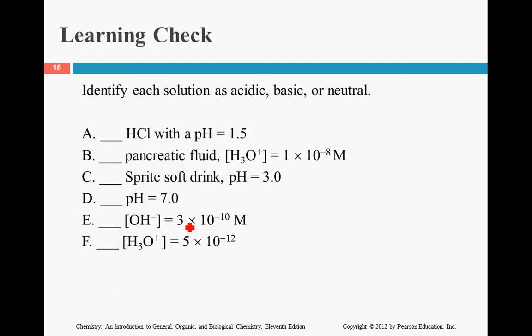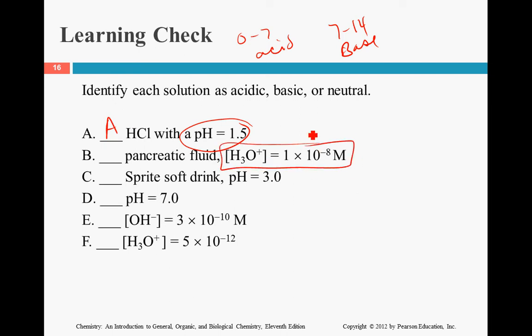So let's see if we can look at determining if something is an acid, base, or neutral. Well, pH of 1.5. From 0 to 7 is an acid. From 7 to 14 is a base. So 1.5 would then be an acid. This time they gave you the concentration. They didn't actually give you the pH, but we can figure out what the pH is by going pH is equal to negative log of H3O+.